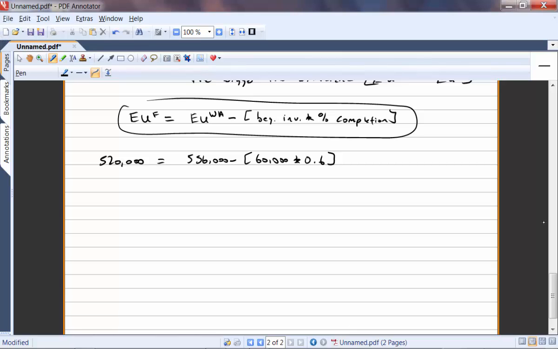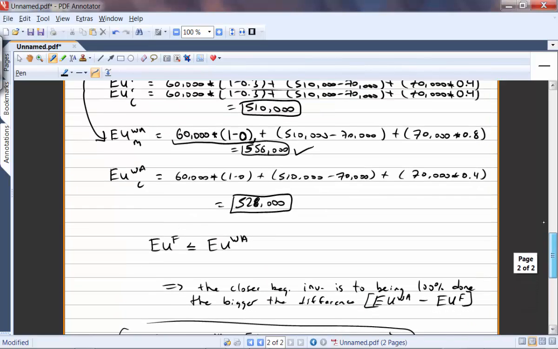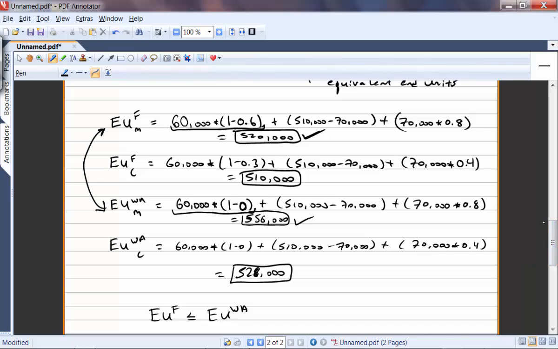Alright, so it looks like as a takeaway, weighted average overestimates the number of units that we complete for a given period. Overestimates. And this overestimate is increasing with the percentage completion of those beginning inventory units. It gets bigger and bigger, the more and more of an overestimate. The more complete those beginning units are, the closer the percentage completion is to 100%.